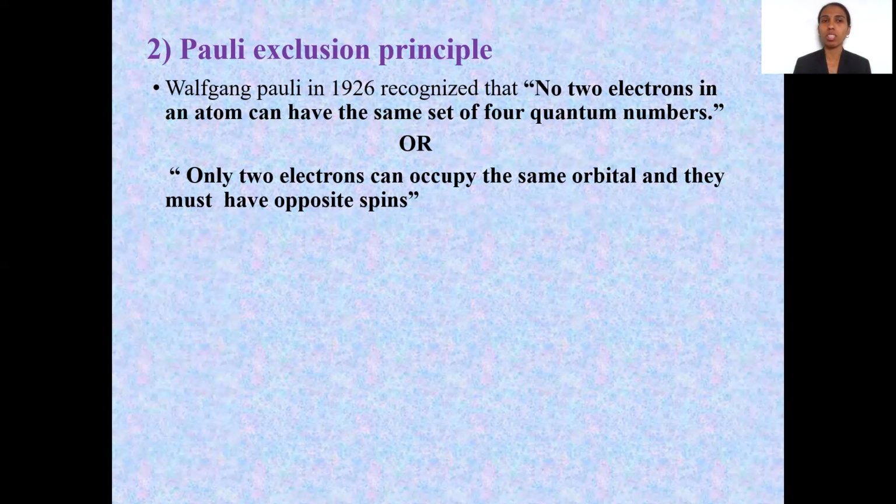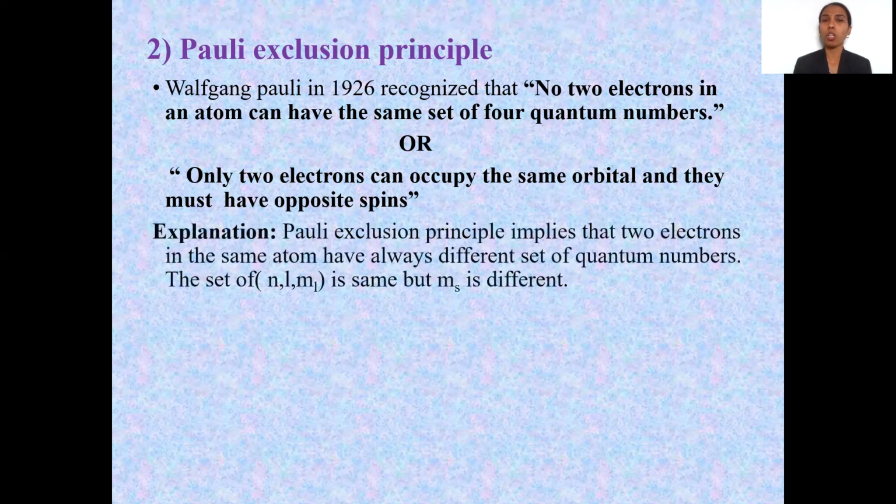So no 2 electrons in an atom can have the same set of 4 quantum numbers. Another way you can say, only 2 electrons can occupy the same orbital and they must have opposite spin. म्हणजे एका ऑर्बिटल मध्ये फक्त 2च इलेक्ट्रॉन्स असतील परंतु त्या इलेक्ट्रॉनचा स्पिन मात्र अपोजिट असेल. म्हणजे एक इलेक्ट्रॉन अपसाइड असेल तर दुसरा डाउनसाइड स्पिन असेल. So this is the Pauli exclusion principle. It implies that 2 electrons in the same atom always have a different set of quantum numbers.